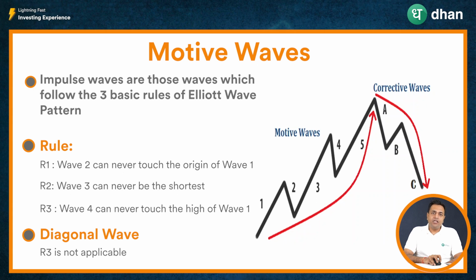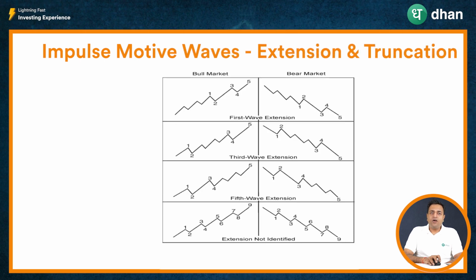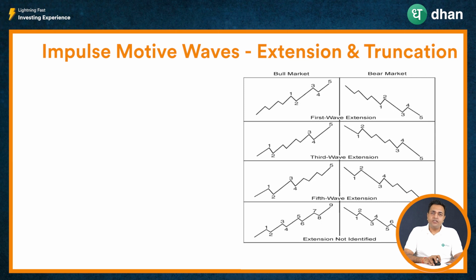So I hope this is clear. Let's recap once again. 2 broad categories of motive waves, that is impulse wave and diagonal wave. Impulse waves are those where all the 3 conditions are being fulfilled, whereas in case of a diagonal wave, condition number 3, which is wave number 4 not invading the territory of wave number 1, is not being fulfilled. Moving on, we have 2 distinct categorizations of the impulse motive waves known as extensions and truncations.